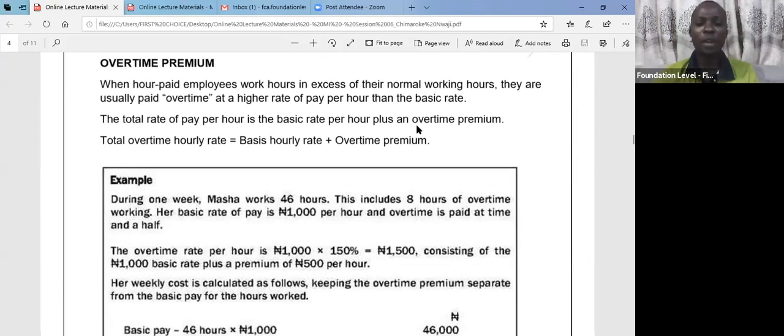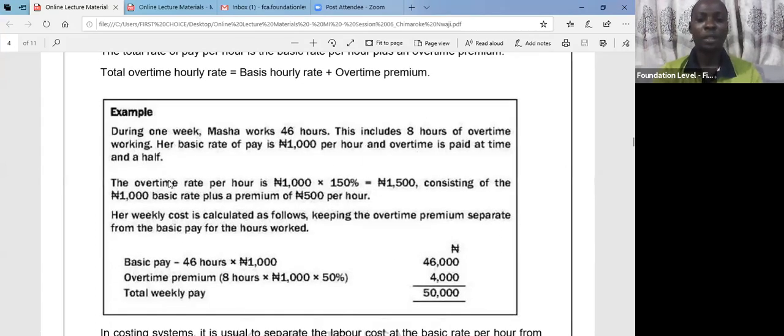So now look at how we are going to calculate it. You know, there are two ways we can calculate this. Let me show you the first way. Let me get my calculator here. Okay, so this is the first way. We know that she worked 46 hours in total. So we say 46 hours multiplied by 1,000 naira basic should give me 46,000. Now you have dealt with the basic.